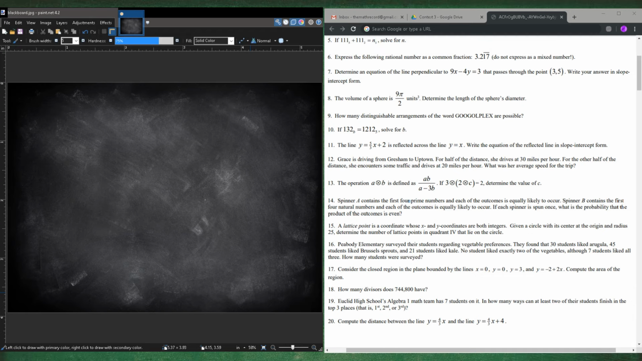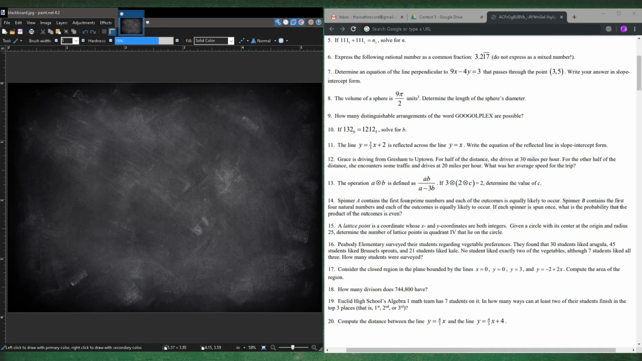Okay. Question 12. Grace is driving from Gresham to Uptown. Sorry if I mispronounced them. For half of the distance, she drives at 30 miles per hour. For the other half of the distance, she encounters some traffic and drives at 20 miles per hour. What's her average speed for the trip?